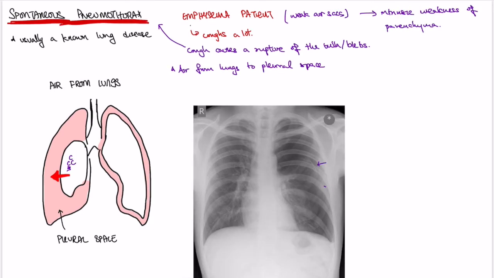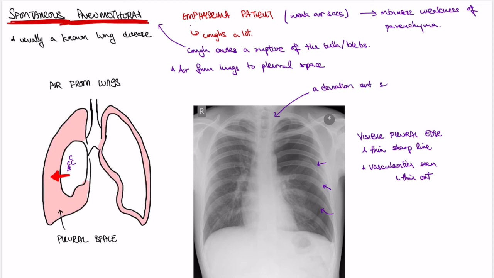On a chest x-ray, a pneumothorax will typically demonstrate a visible visceral pleural edge, as seen here with these very thin, sharp white lines. There are no lung markings seen peripheral to this line. Normally there aren't any vascular markings, but in this case you can see small vascularities with blood vessels thinning out. The mediastinum should not shift away from the pneumothorax unless there's a tension pneumothorax present.